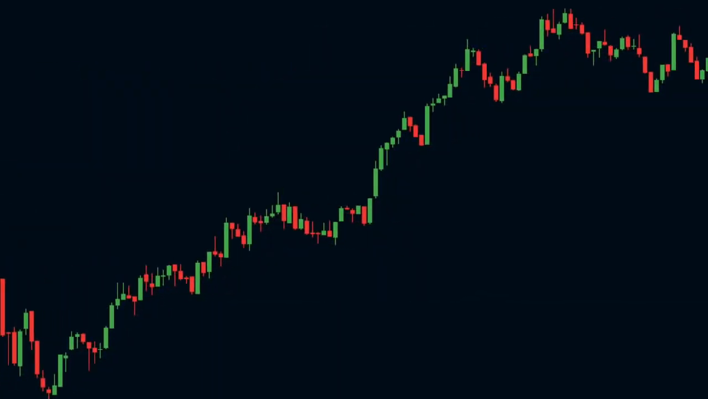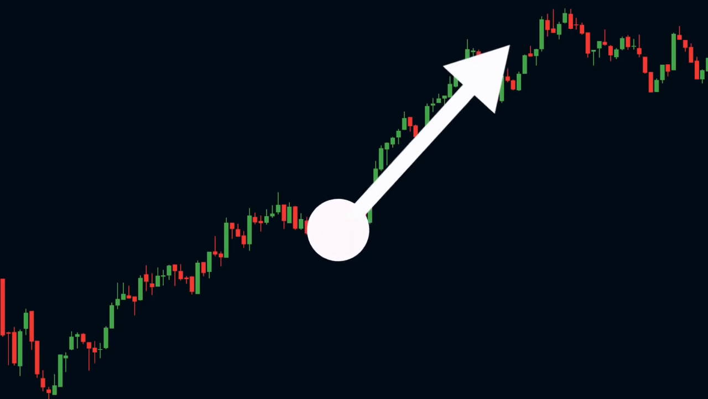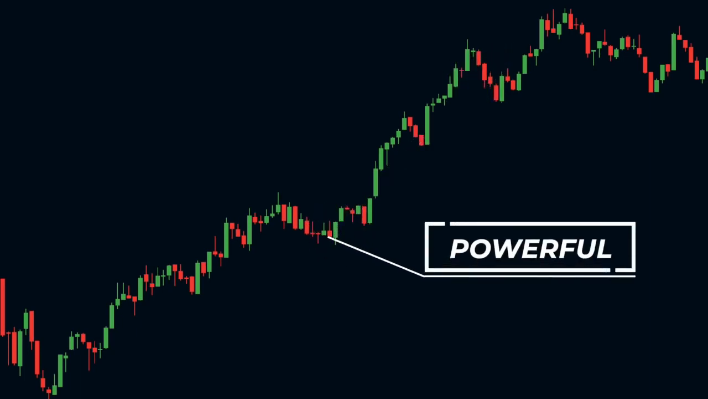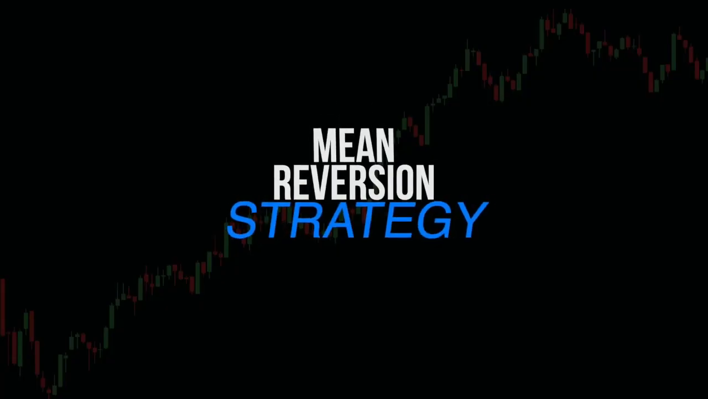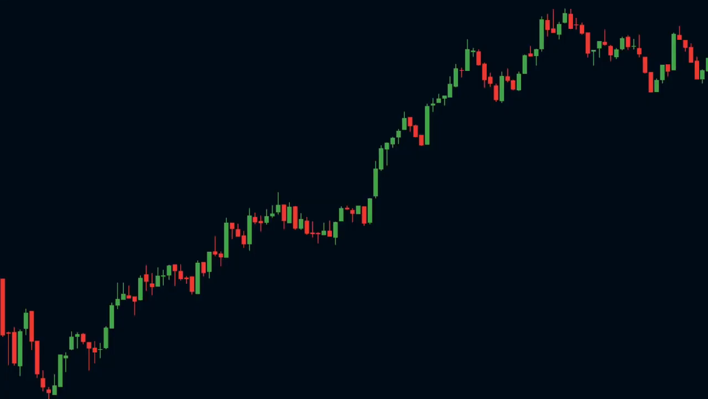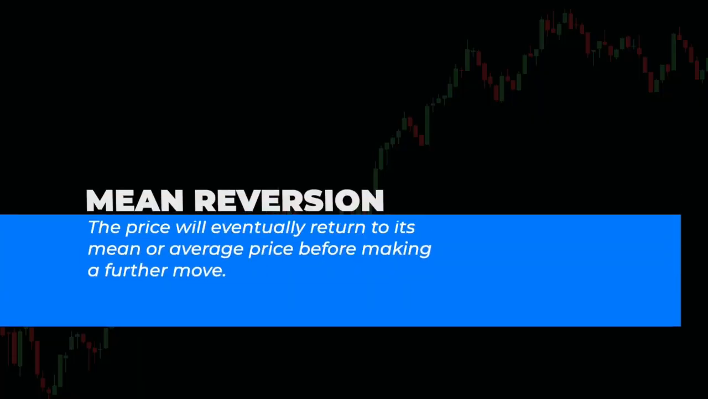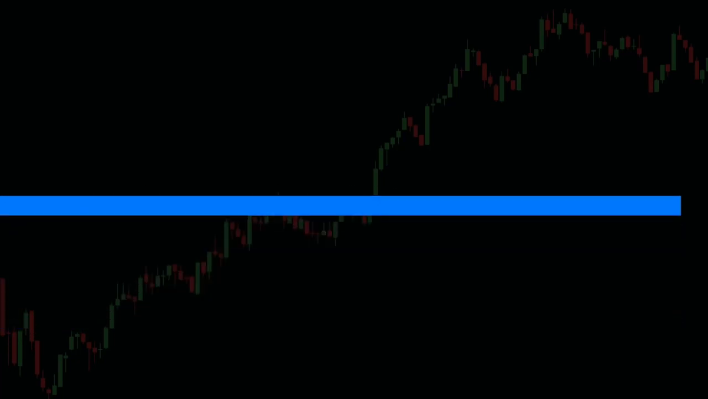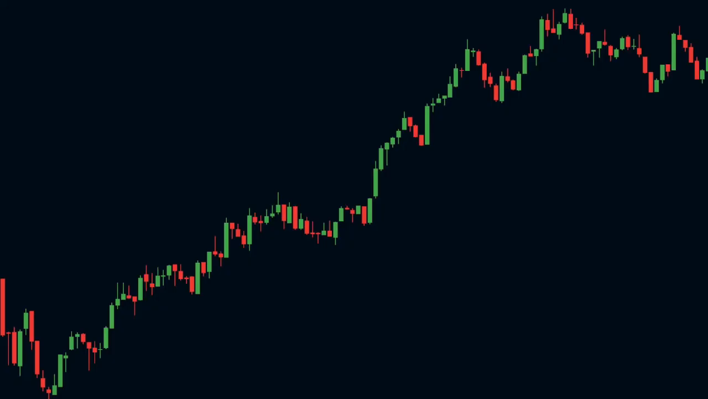When we talk about scalping strategies, most of them are trend-following strategies. This is because intraday trends can be very powerful. But the strategy that we will discuss today is a mean reversion strategy. A mean reversion strategy follows the theory that the price will eventually return to its mean or average price before making a further move. Let me explain this concept in a bit more detail.